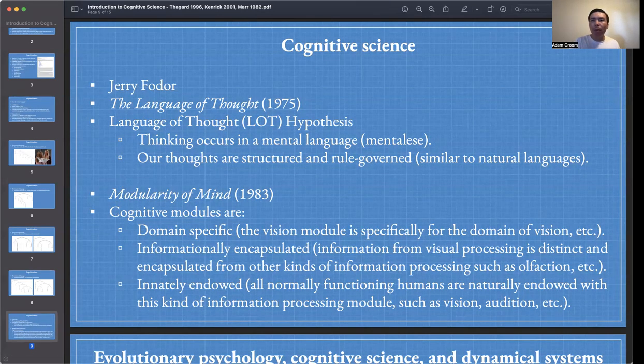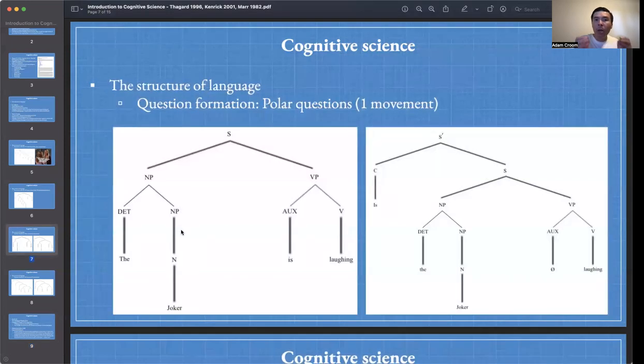Further, another important contribution from Fodor is the language of thought hypothesis. The idea here is that language is not just an external thing. It's not even primarily an external thing. On the language of thought hypothesis, it's our thoughts that are the most important thing. And our thoughts are structured, just like language is structured in a hierarchical organization, so we can produce new utterances and understand new utterances.